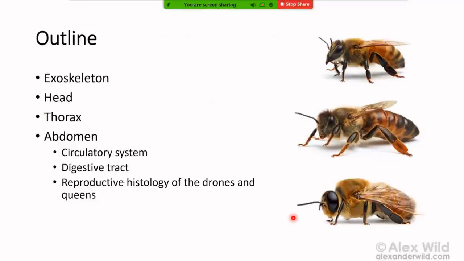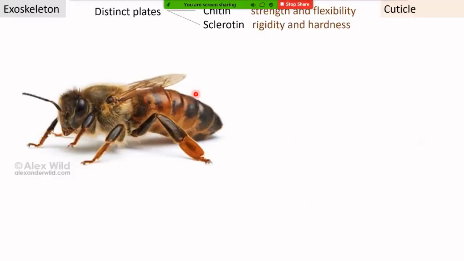And to spice the talk up a little bit, we will also include some of the function for certain aspects of the histologic structures that we'll be discussing. And of course, we will share some of the research that our lab has done with the honeybees in the last couple of years. So to start with, we'll start with the exoskeleton.